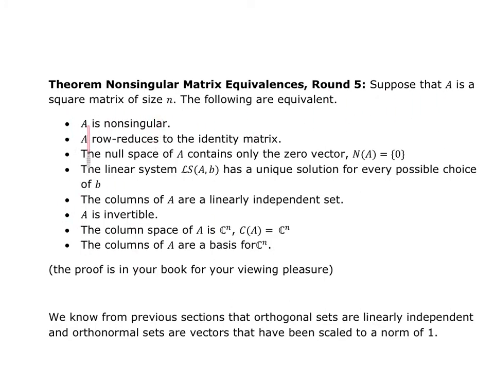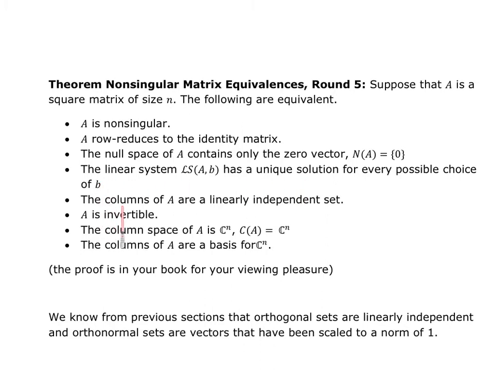I could say that it's non-singular. If it says it's non-singular, then it's going to reduce row to the identity matrix. It also says that the null space of A contains the 0 vector. In other words, there's no other way to get from point A to point B unless everything was equal to 0. All of my scalar multiplications would have to be 0. The linear system has a unique solution.